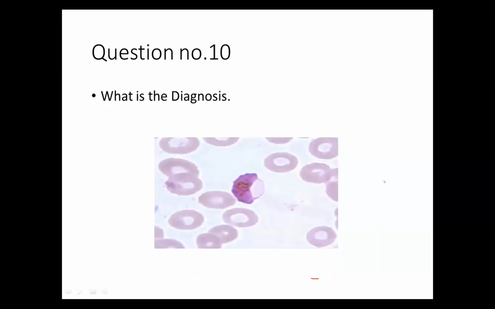Next slide, last slide. This is nothing but banana-shaped gametocytes. It indicates Plasmodium falciparum. You know that it is the severest form of malaria. The treatment of choice for Plasmodium falciparum infection is not chloroquine. It is artemisinin combination therapy, ACT.